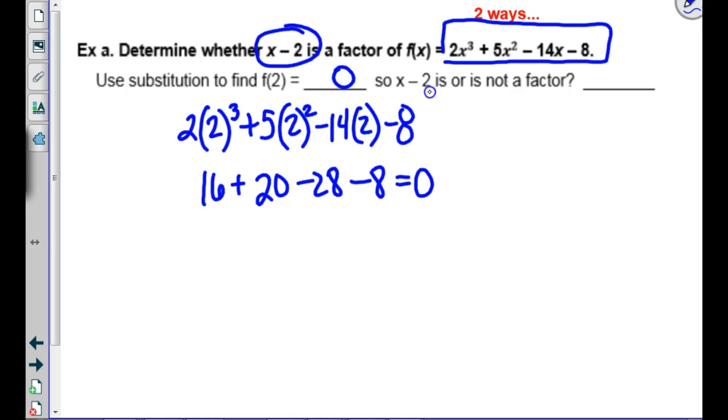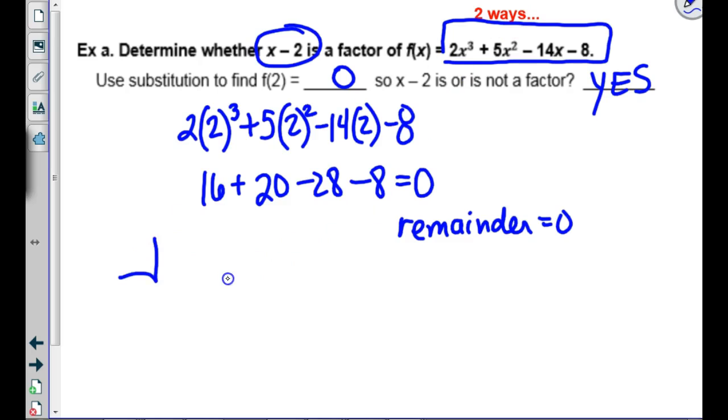Okay. So is x minus 2 going to be a factor of this? Meaning it goes in evenly. What is the 0 telling us? The remainder is 0. The remainder will be 0. So it should be a factor. So let's try it by division to prove that.